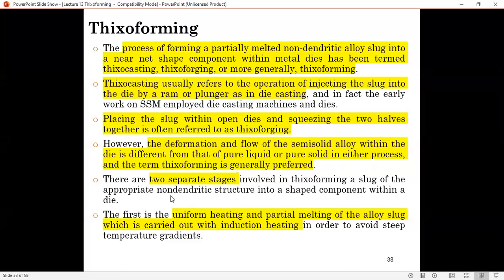Basically, there are two separate stages involving the thixoforming slug of the appropriate alloy. One is the heating stage we covered just now, which is the uniform heating and partial melting of the alloy slug, carried out by induction heating. So this is what we covered in terms of preheating.